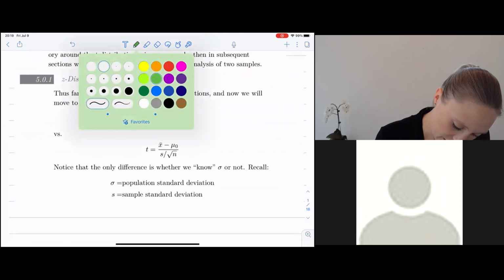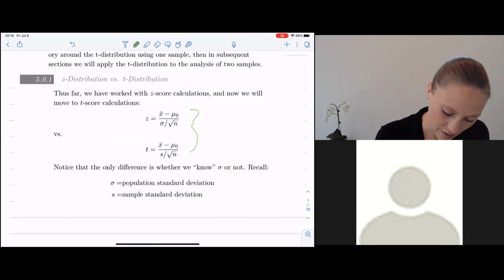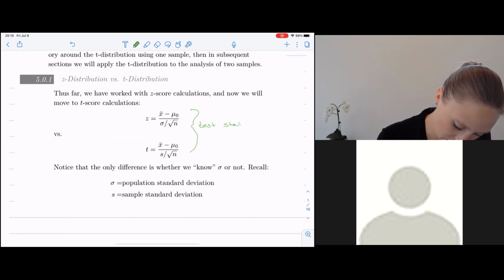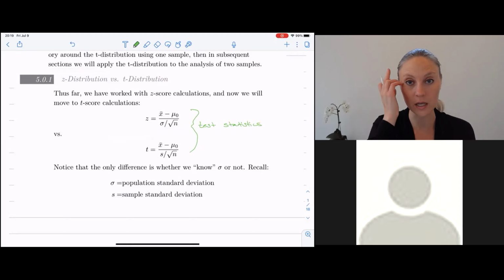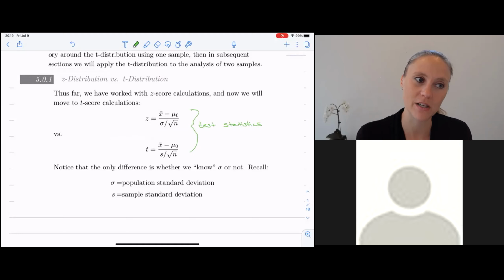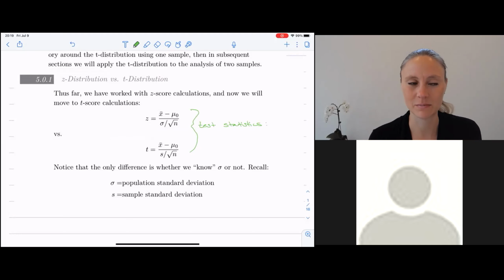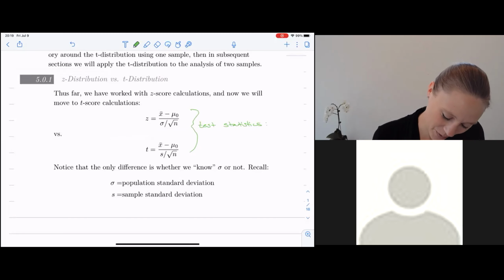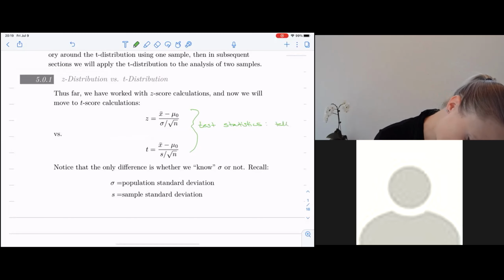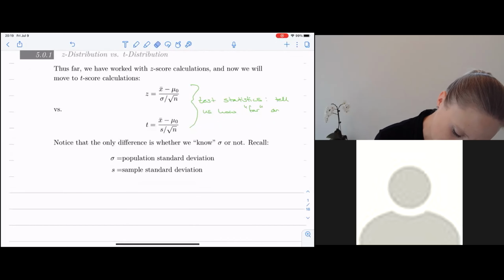In general, both of these, Z and T, are called test statistics, right? So they do the same thing, which is what? They tell us how far our observed value, our X bar, is from the hypothesized mean.